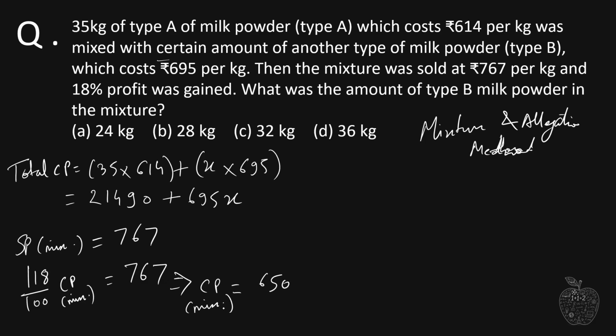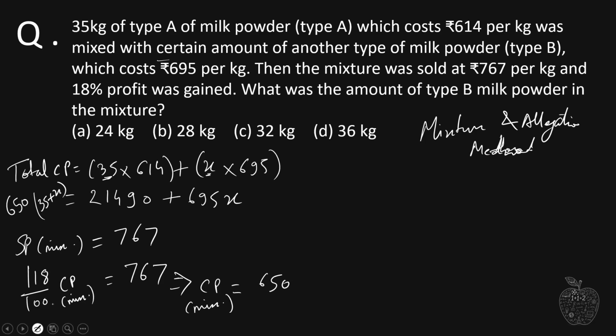And upon calculating, I've already calculated this, the CP of the mixture comes out to be 650. Okay, so what we do here is that in order to get total CP, we've got the cost price of the mixture. We put it here, 650. This is per kg price. And how much is the total kgs? There is 35 and there is X. So total kgs are 35 plus X.